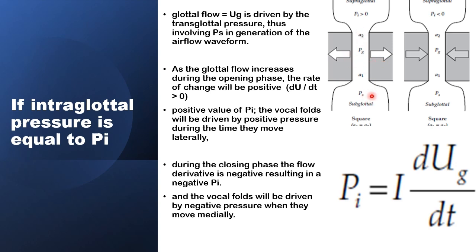And the exact opposite is going to happen in the closing phase, when the rate of the change in the glottal flow here is reduced and becomes negative, and this will be reflected in the input pressure and consequently on the intraglottal pressure, and this is going to drive the medial ends of the vocal cords closer together because the pressure would now be negative.